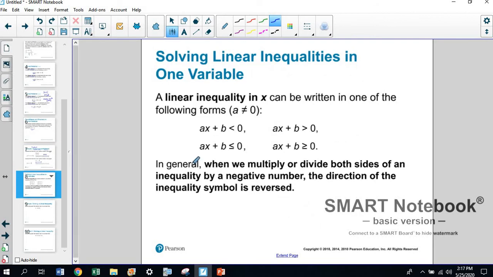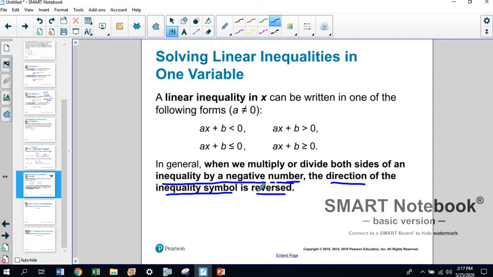All right. So if we're looking to solve an inequality, it can be one of these 4 forms, and we again basically do the same thing we did before. We isolate the x's, then we divide. The only thing you have to remember is that if you divide or multiply an inequality by a negative number, the direction of the inequality symbol is reversed.